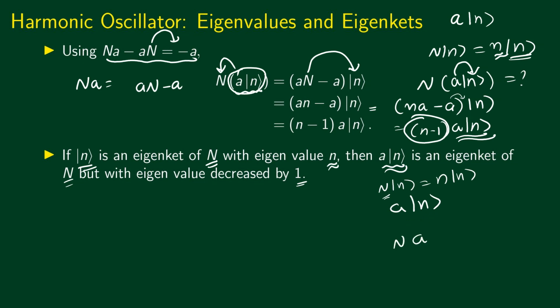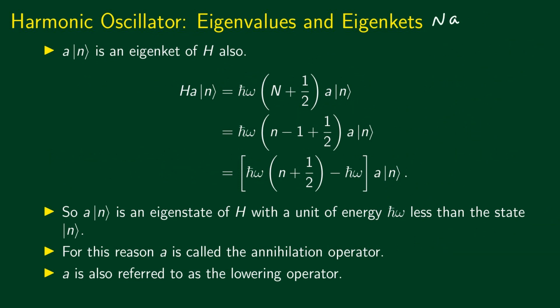So we found that n acting on a ket n is equal to the eigenvalue n minus 1 multiplied by a ket n. So the effect of operator a on ket n is to take it to another state with eigenvalue decreased by 1. Since the number operator commutes with the Hamiltonian, a ket n has to be an eigenket of the Hamiltonian also. Let's find the corresponding eigenvalue equation.